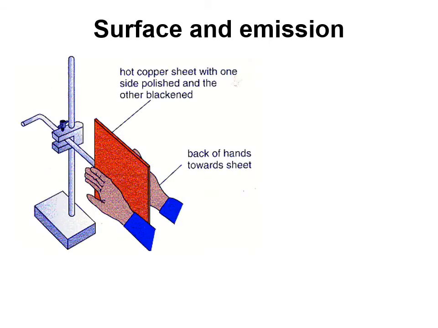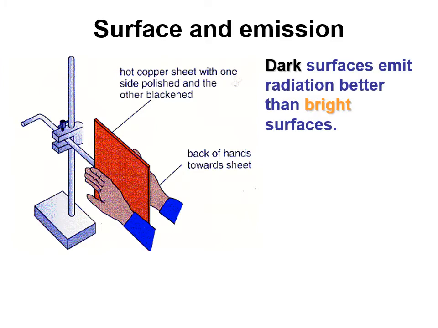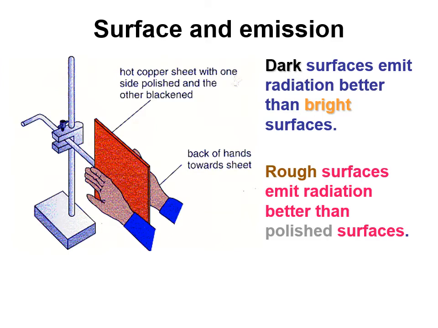And how much heat energy is released or radiated is based on surface and emission. Say we have a hot copper sheet. One side is nice and smooth, the other side is blackened, the color black. You put two hands against the sheet. You'll notice that the darker surface emits radiation better than the brighter surface. And the rough surface emits radiation better than the polished surface.